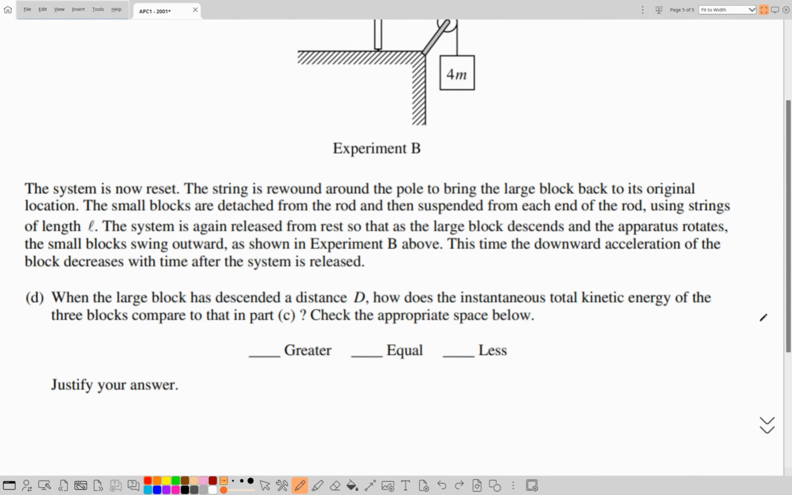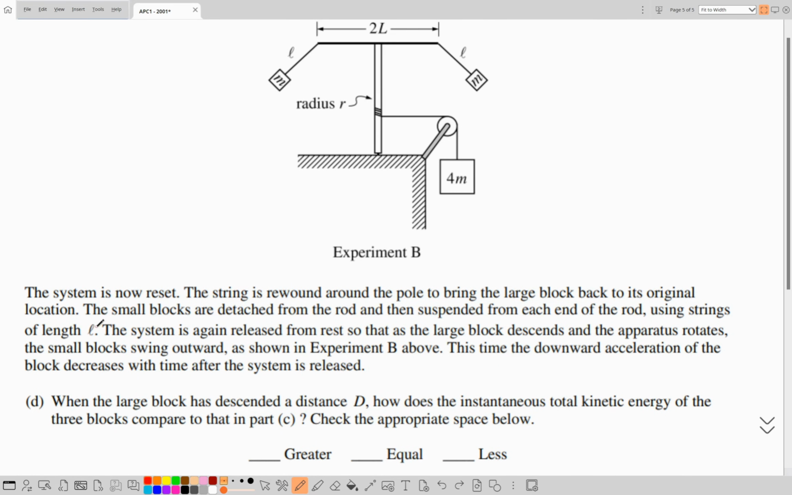And now for the last part of this exercise, they're telling us the system is now reset. The string is rewound around the pole to bring the large block back to its original location. The small blocks are detached from the rod and then suspended from each end of the rod using strings of length L, as shown here. The system is again released from rest so that as the large block descends and the apparatus rotates, the small blocks swing outward, as shown in experiment B above. This time, the downward acceleration of the block decreases with time after the system is released.